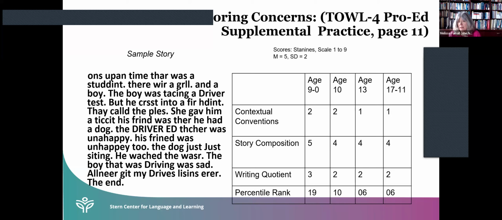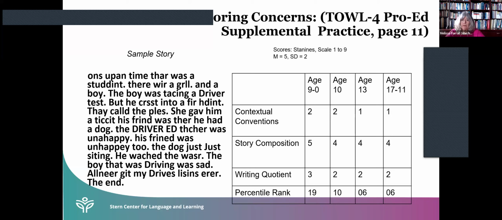Let's go back to this final line. So the writing quotient is a combination of the conventions and the story composition score. And you can see that if we score this for a 9-year-old, he gets a 3 on my scale of 1 to 9. But if we score it for a 17-year-old, once again, we get a 2. The difference between a 3 and 2 is just non-existent. They're pretty much the same score. And it just seems to me that we should expect a lot more quality for a 17-year-old than we do for a 9-year-old. And they claim that we can use this test to measure progress.